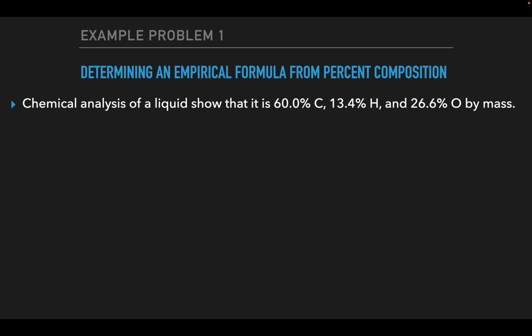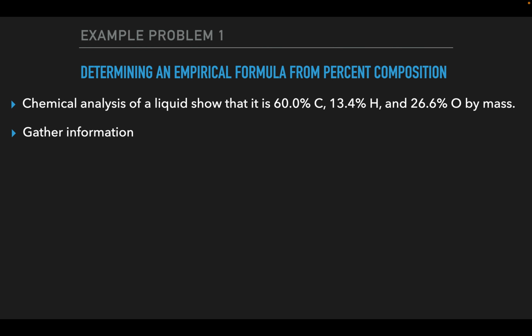We did this example problem in class already, but I just want to go over it again. If I give you 60% carbon, 13.4% hydrogen, 26.6% oxygen, you're going to find the empirical formula from this percent composition.